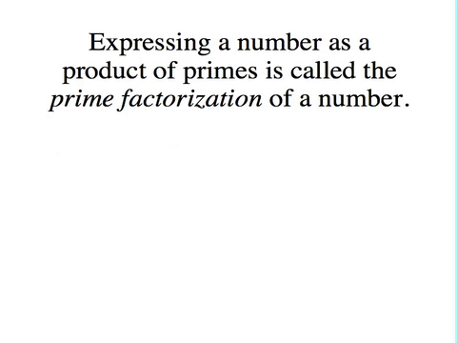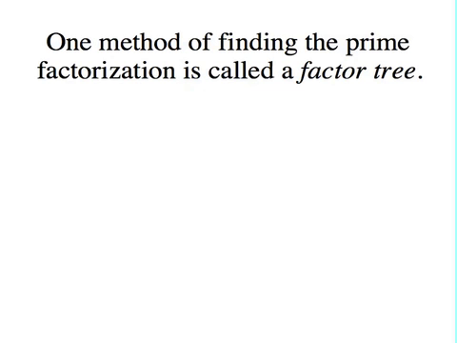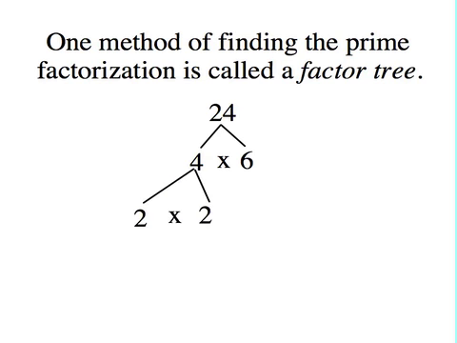Expressing a number as a product of primes is called the prime factorization of a number. One method of finding the prime factorization is called a factor tree. Here's one for 24. We think of two numbers that multiply to make 24, 4 times 6, and we realize neither one of those is prime. So we factor further. 2 times 2 is 4, 2 times 3 is 6. Now all the numbers at the bottom are prime.